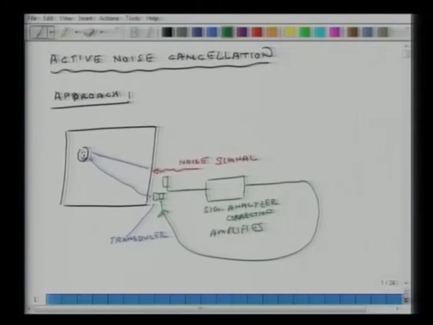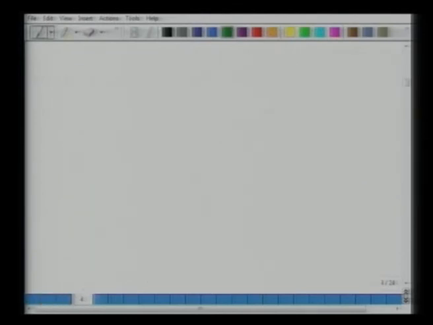So, then the other extreme approach. In this approach, the transducer is very close to the source. The other approach is, you put the transducer very close to the ear. That is another approach. So, we will talk about that also. So, you have the person and the noise is coming like this. Let us say this is his chamber through which noise is going in and hitting his ear.